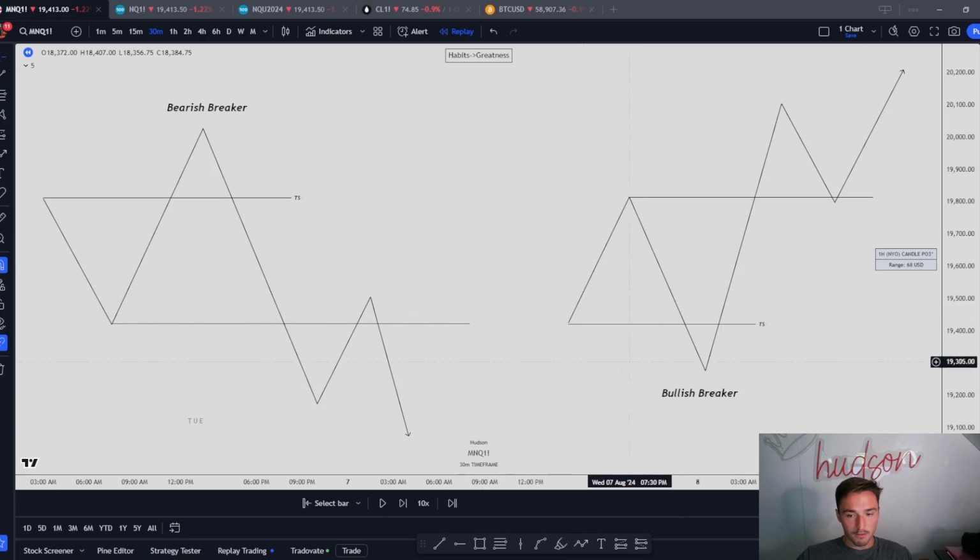So the opposite for bullish breaker, we have a low, we have a high, we have a lower low, and then we break through this high, come down, retest it, and continue. It is the last up close candle in the bullish breaker, right?